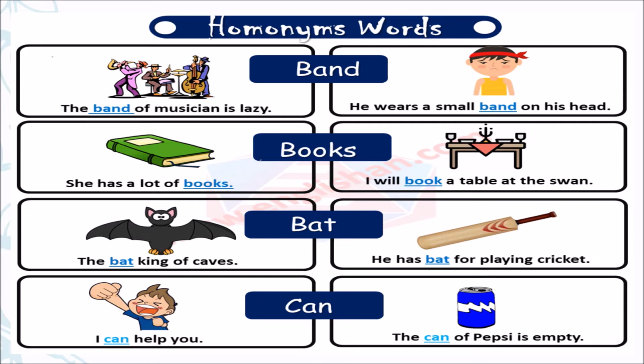Next we have book. She has a lot of books. I will book a table at the Swan. Next we have bat. The bat is the king of caves. He has a bat for playing cricket. Then we have can. I can help you. The can of Pepsi is empty. So these are all words that have the same spelling and same pronunciation, but have different meanings. So these words are called homonyms.